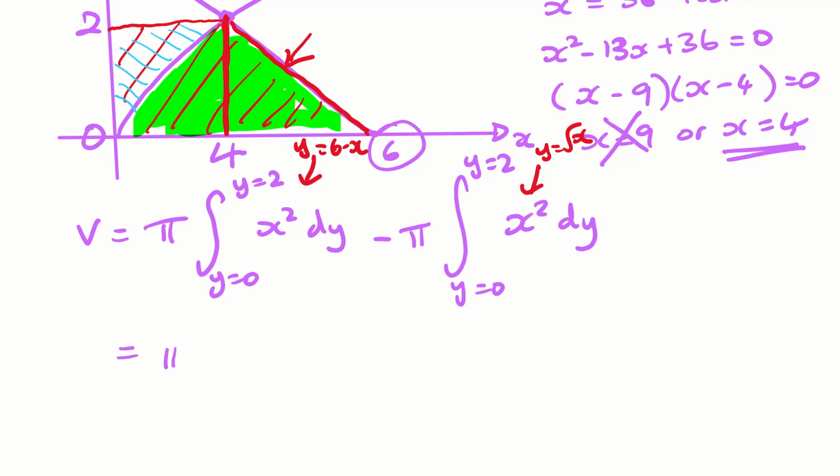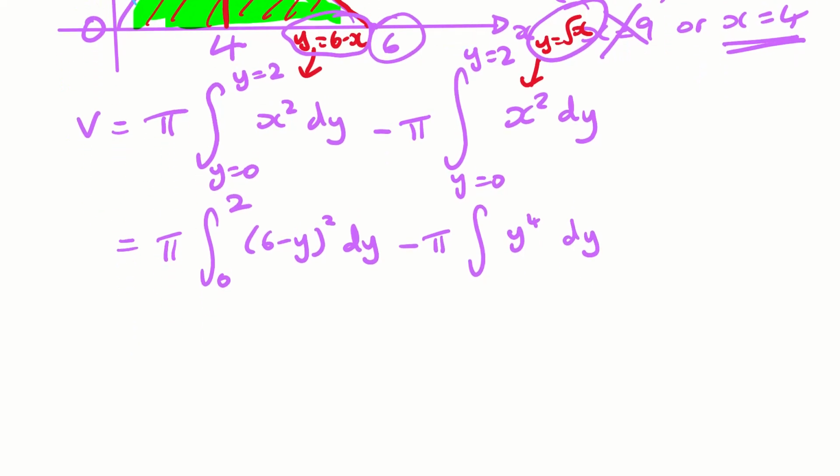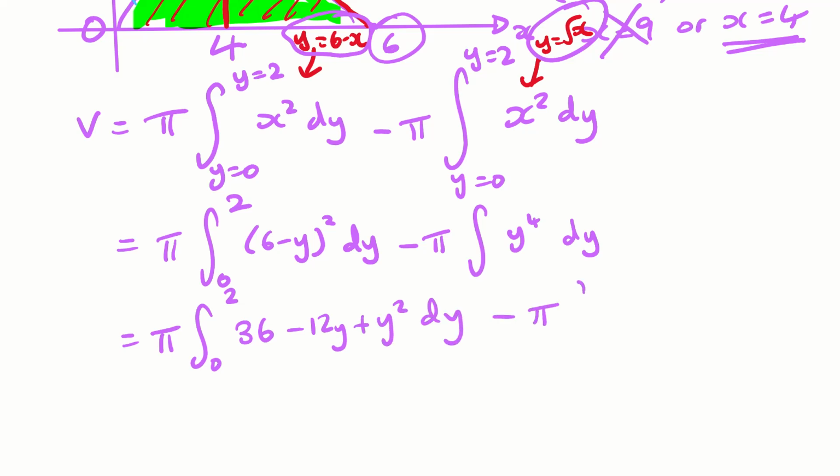So this one is pi times the integral from 0 to 2. Now if y is 6 minus x, that means that x is equal to 6 minus y. So x squared is going to be 6 take away y, all squared. And then for this one, if y is root x, x squared would be y to the 4. So that's going to be pi times the integral from 0 to 2 of 36, take away 12y plus y squared dy, take away pi times the integral of y to the 4 dy.